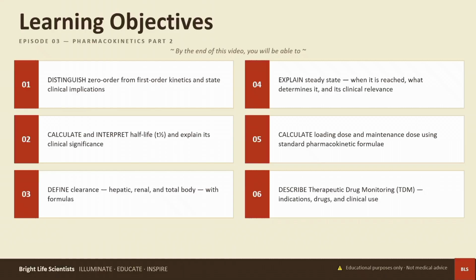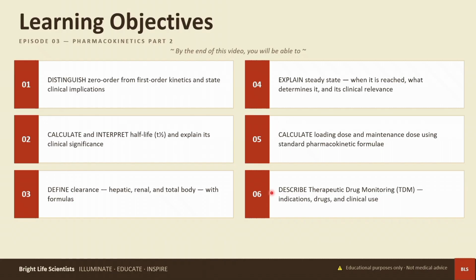By the end of this episode, you'll be able to do 6 things. Distinguish zero order from first order kinetics and state the clinical implications of each. Calculate and interpret half-life and explain its clinical significance. Define clearance, hepatic, renal, and total body, with the correct formula. Explain steady state, when it is reached, what determines it, and why it matters clinically. Calculate loading dose and maintenance dose using standard pharmacokinetic formulas.